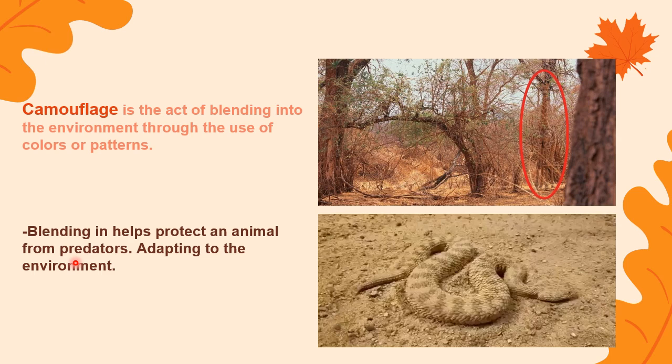So if I take the example of the polar bear, what is the color of the polar bear? The polar bear has the color of white. Yes, and it lives in the ice, and the ice is white too, so it can hide in the ice to catch prey, or to catch other animals to eat. So camouflage is a type of adaptation that animals use to protect them from predators, or to catch prey.